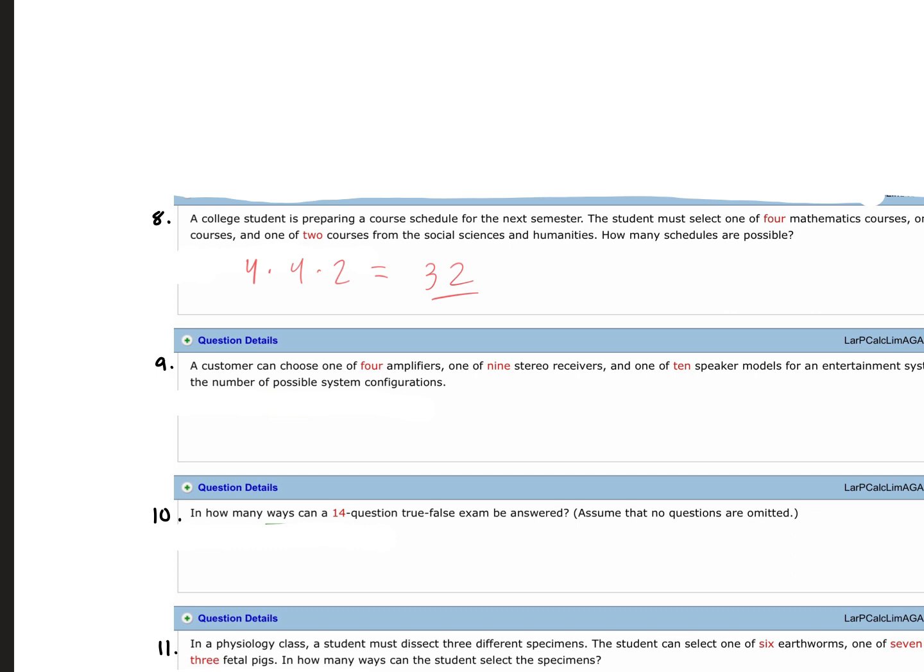You just multiply together. A customer can choose 4 different amplifiers, 9 different receivers, and 10 speakers. How many different combinations can you make? 360 with the different choices. You're not given a set and picking a certain number from that set. It's just, here are all these different choices, multiply them together.